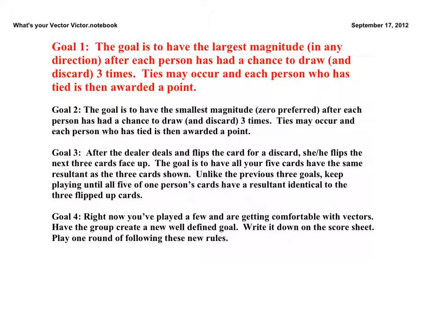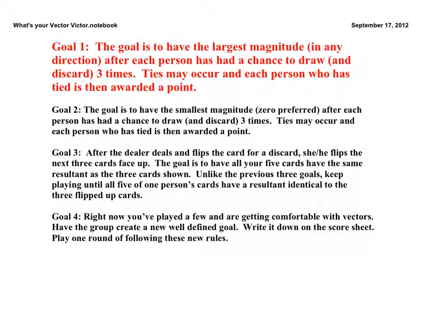So here are your goals. Again, goal 1, you're going to play this with everybody dealing once, so you'll probably play that 4 to 5 times. That goal is to have the largest magnitude possible after everyone has drawn and discarded 3 times. So you're going to go around the circle 3 times, and then everybody lays their cards, and the longest total vector after adding all 5 is your winner.